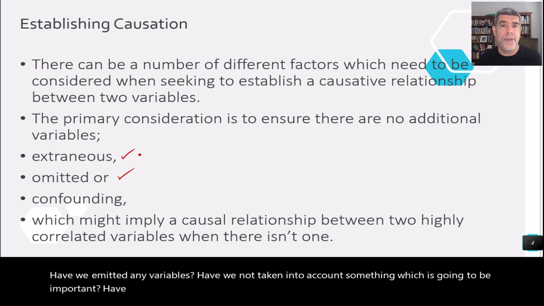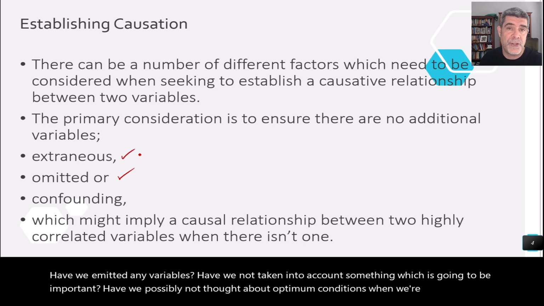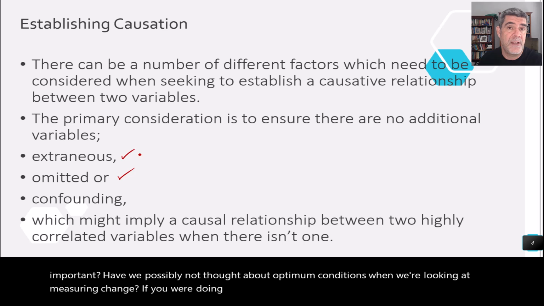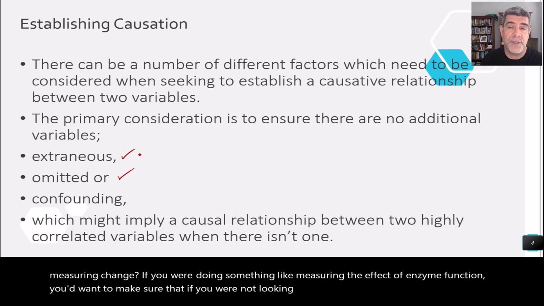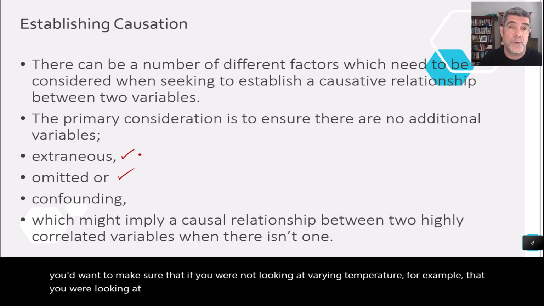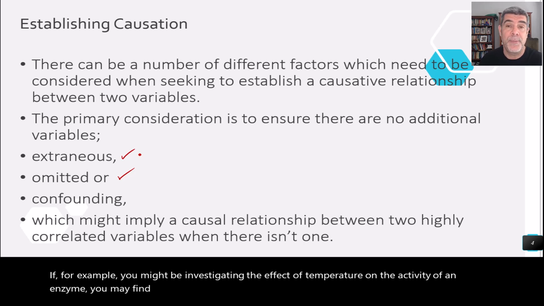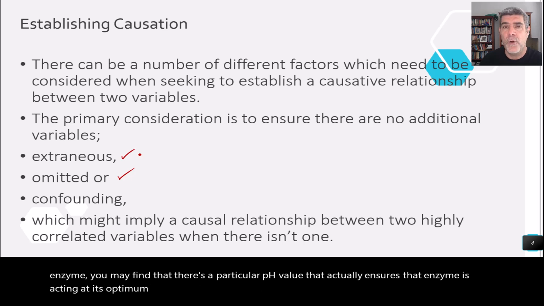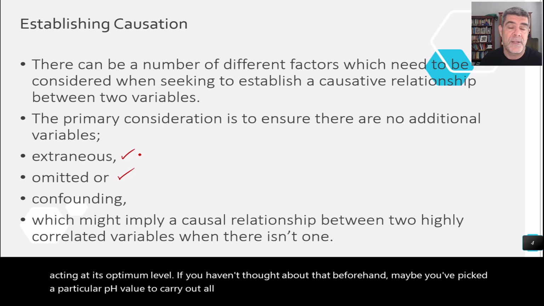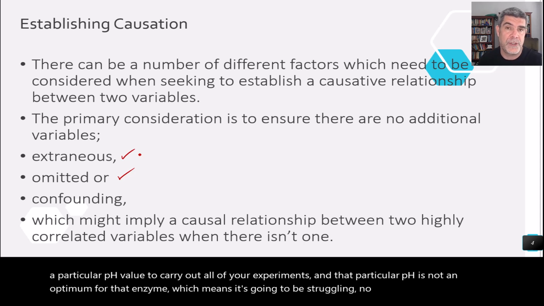Have we possibly not thought about optimum conditions when we're looking at measuring change? If you were measuring the effect of enzyme function, and you were not looking at varying temperature, for example, you'd want to make sure that other conditions would lead to optimal function. If you're investigating the effect of temperature on the activity of an enzyme, there may be a particular pH value that ensures that the enzyme is acting at its optimum level. If you haven't thought about that beforehand, maybe you've picked a particular pH value for all of your experiments that is not optimum for that enzyme, which means it's going to be struggling no matter what temperatures you use.